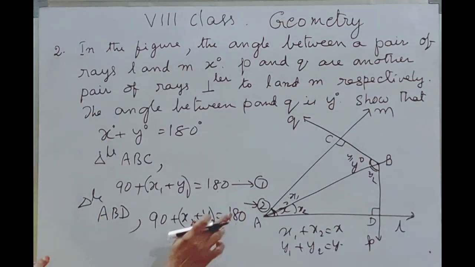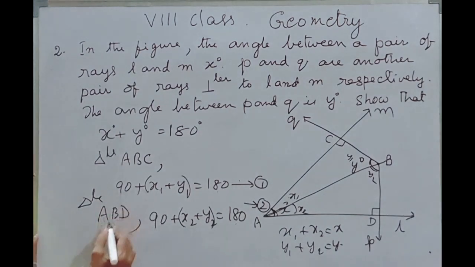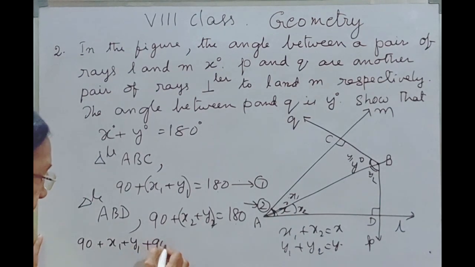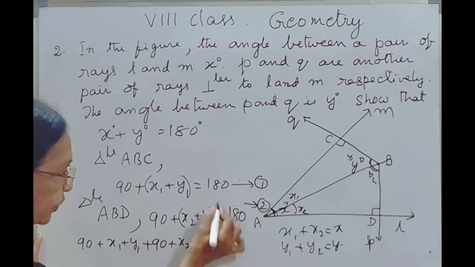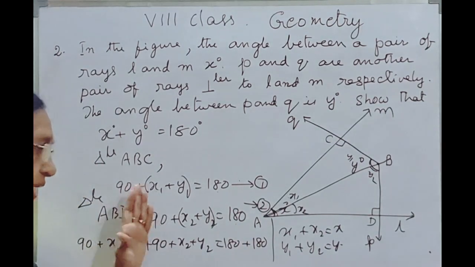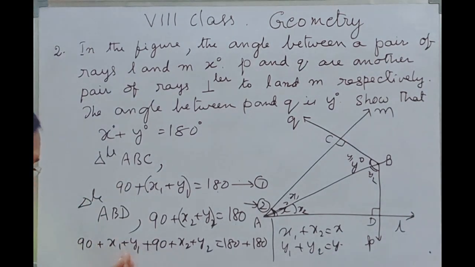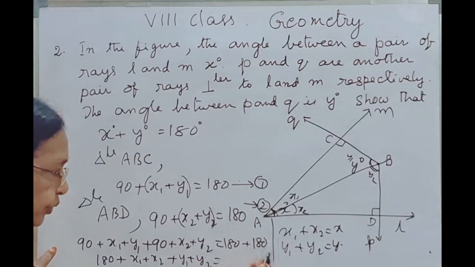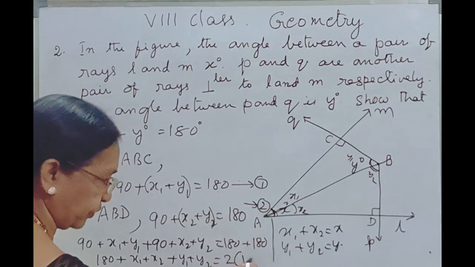Adding these two equations, equation 1 and equation 2, రెండు యాడ్ చేస్తే మనకి ఏమొస్తుంది, లెఫ్ట్ హ్యాండ్ సైడ్ 90 ప్లస్ x1 ప్లస్ y1 ప్లస్ 90 ప్లస్ x2 ప్లస్ y2 is equal to 180 ప్లస్ 180. టూ ఈక్వేషన్స్ని యాడ్ చేయడం అంటే లెఫ్ట్ హ్యాండ్ సైడ్ పోర్షన్స్ రెండింటిని యాడ్ చేయాలి, అలాగే రైట్ హ్యాండ్ సైడ్స్ రెండు యాడ్ చేయాలి. సో ఇక్కడ 90 ప్లస్ 90 180 ప్లస్ x1 ప్లస్ x2 ప్లస్ y1 ప్లస్ y2 ఈజ్ ఈక్వల్ టు 2 ఇంటూ 180.